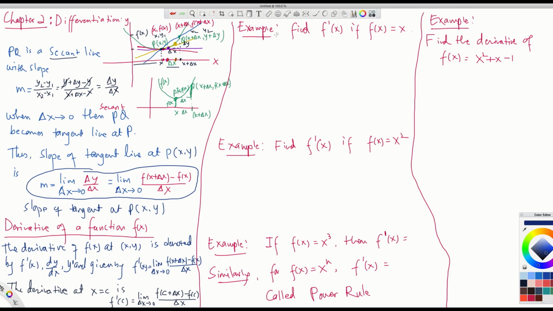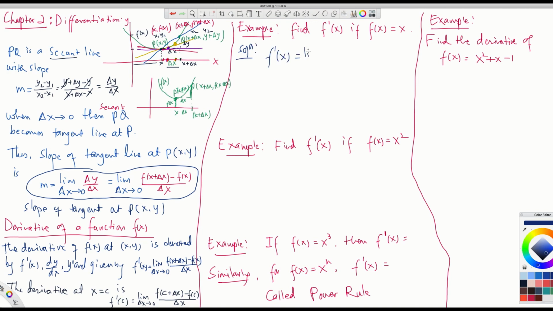So let us find out the derivative by using that definition of the derivative. Let us find out the derivative of different functions and we will derive a formula. Okay, let's find out the derivative of this function. We will find out f prime of x if f(x) equals x. So the solution is, what is the formula for f prime of x?